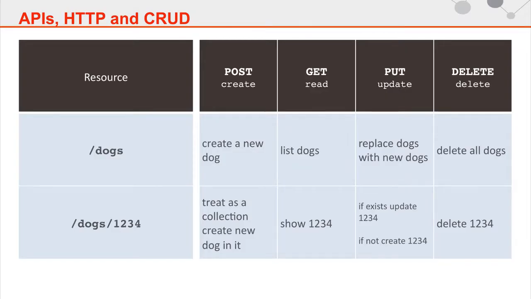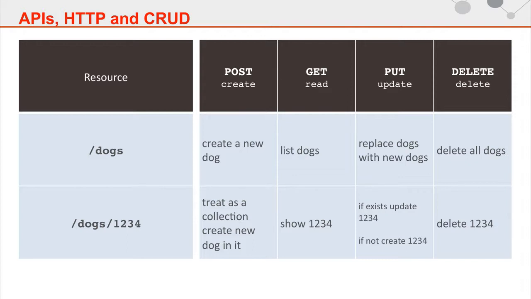They pretty much do. So for example, if we're looking at a collection of dogs, we can see that with post we would create a dog. Get, you would list a collection. Seems pretty straightforward. Put, we could actually replace that collection with a new collection if we wanted to. Or if we use delete, then we could just delete the entire thing.